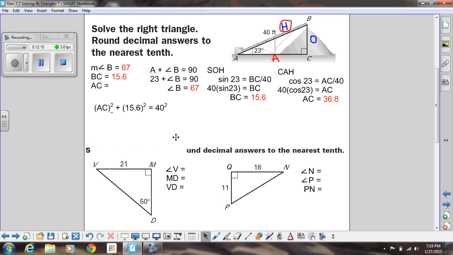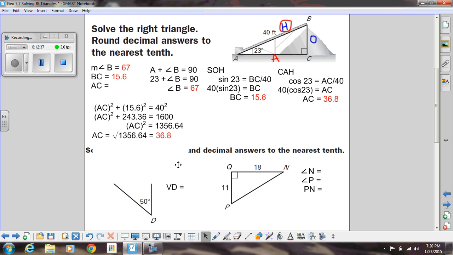So you could say AC squared, that's a squared plus b squared equals c squared. So I'm going to square the 15.6 and the 40, and then I'm going to subtract that from the 1600. So that's going to give me AC squared is 1356.64. And then I have to take the square root of both sides. So that's going to give me 36.8. So you see we get the same answer as we did over here with the cosine. So it's really up to you what you're more comfortable with. But notice I couldn't do the Pythagorean Theorem until I had two sides that I knew. Okay? So keep that in mind.